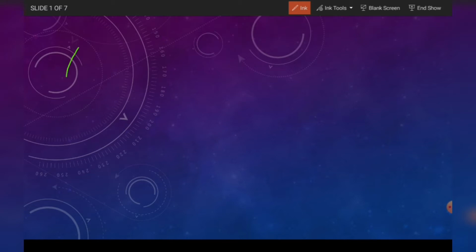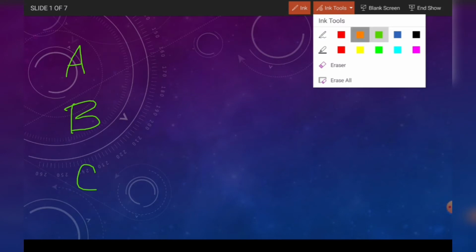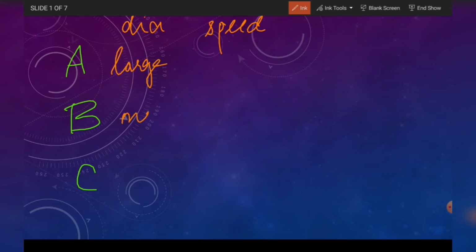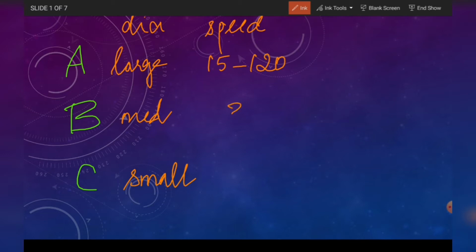Peripheral neurons, according to axonal diameter and conduction speed, are divided into A, B, C. The classification is according to diameter and speed. A fibers have large diameter, whereas B fibers have medium diameter, whereas C fibers have small diameter. When the diameter is large, there is less resistance, so the speed will be more. Speed will be 15 to 120 meters per second for A, 3 to 15 for B, and less than 2 for C.